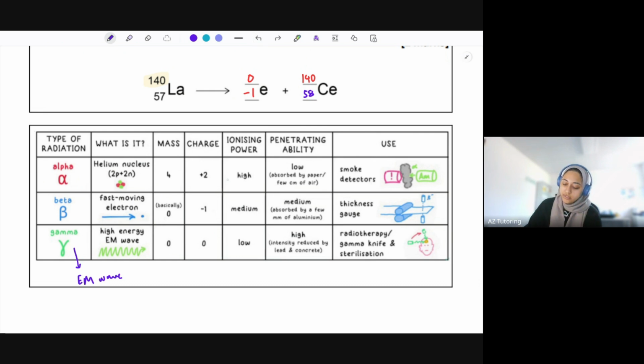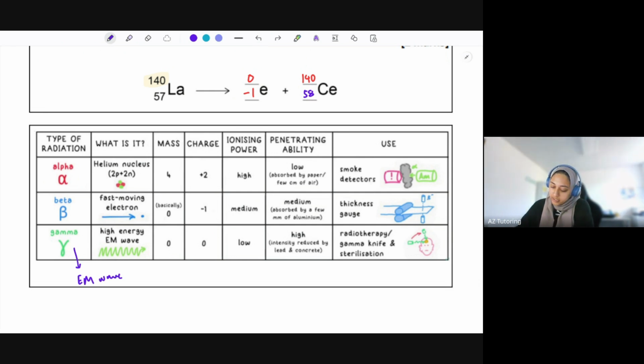The ionizing power decreases as you go down. Now, you might get asked the question, why is gamma radiation hard to detect? Because it's got a low ionizing power. So we can't really detect it that well because the ionizing power is really low.